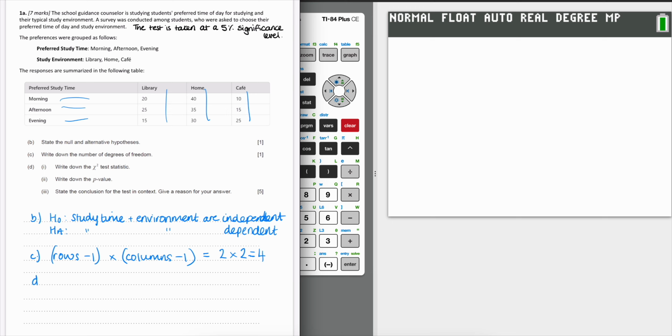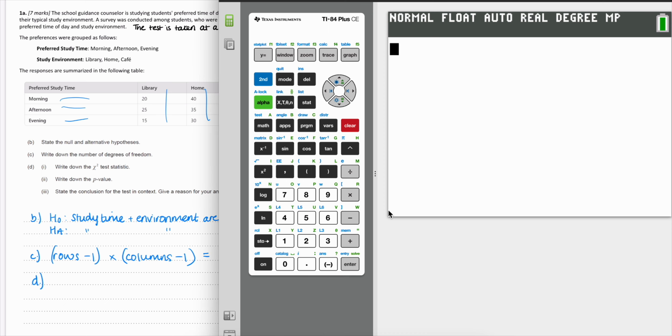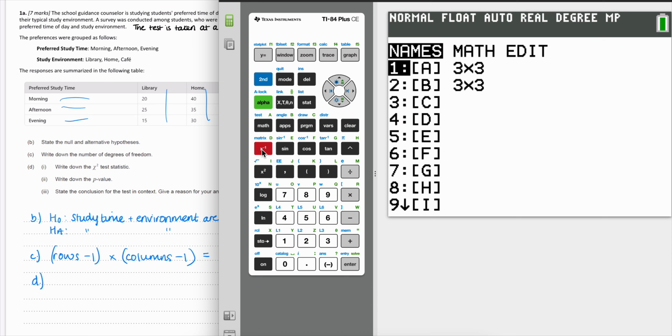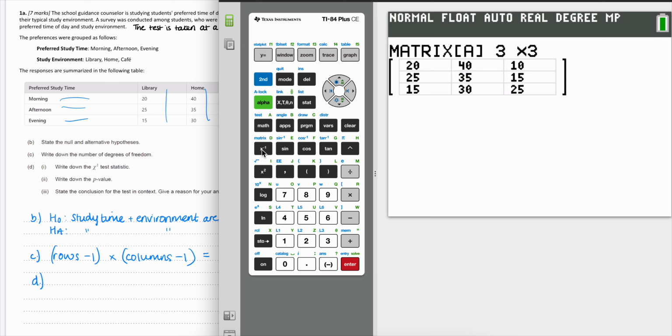And then for the last part of this question, I'm asked to work out the chi-squared statistic, the p-value, and then to state the conclusion of the test. So to do that, we need to go to our GDC, and I'm going to first of all set up a matrix. So I'm just going to input the data into my matrix, and you can see I've already put the data into here. So we don't include any totals. If there was any, there wasn't on this question, but it's all been input.